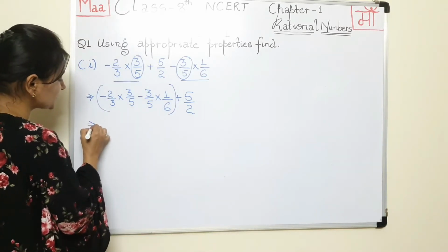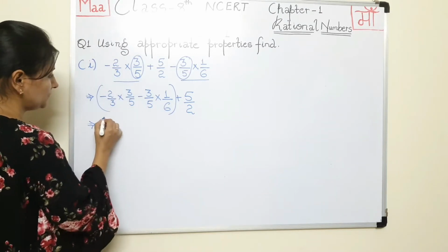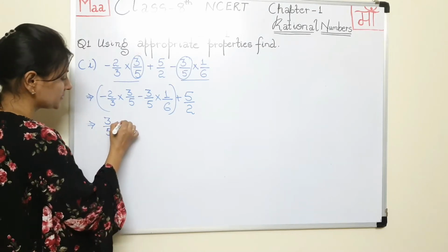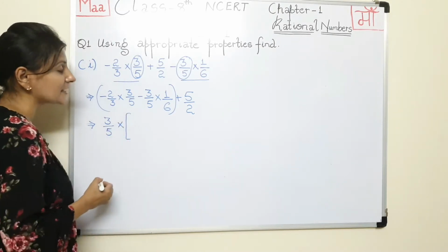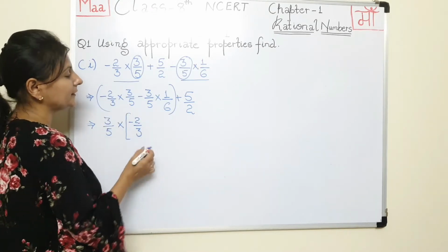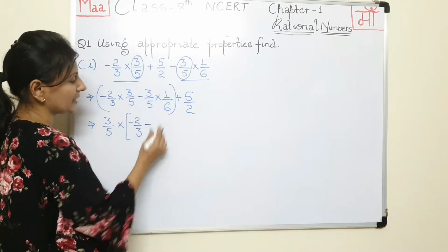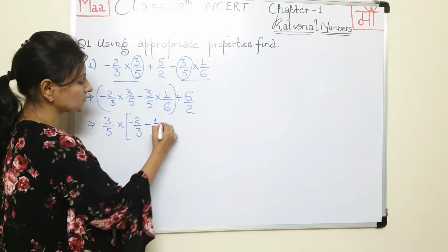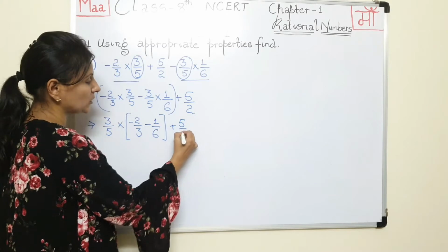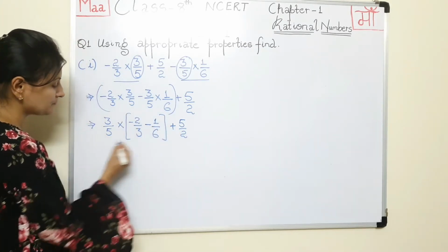Now how to solve the next step? We will take this 3 upon 5 common outside the bracket. So see, I have taken this 3 upon 5 outside the bracket. Then I'll put a multiplication sign, and inside the bracket what is remaining? From here minus 2 upon 3, and then 3 upon 5 is already out of the bracket. This minus sign will come in the center, and this 1 upon 6 will come after 2 upon 3, and then at last, outside the bracket, will come plus 5 upon 2. Okay. Now we will be solving this bracket.